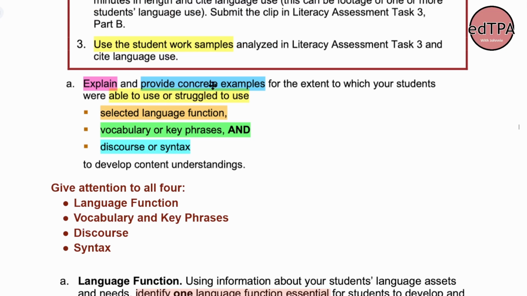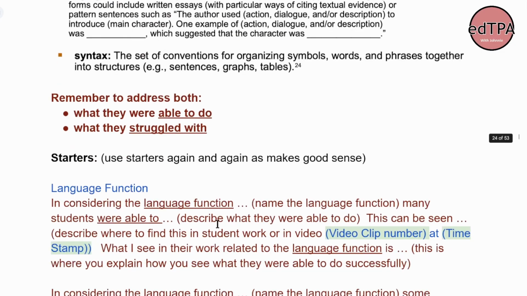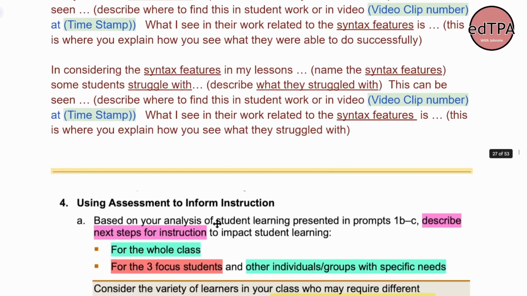Explain and provide concrete examples for all of these. Okay? And you have to think about what they were able to do and what they struggled to do. So let's go to the next prompt.